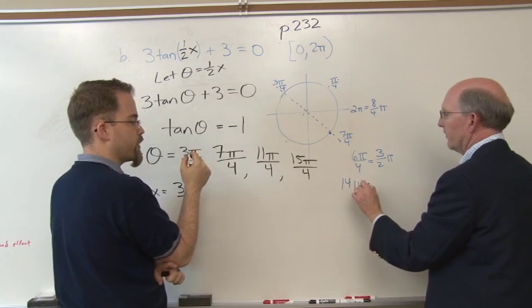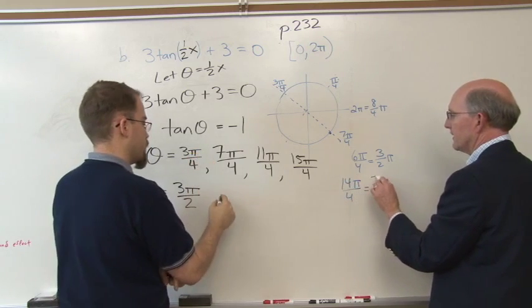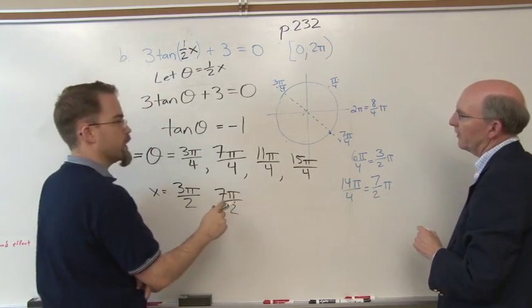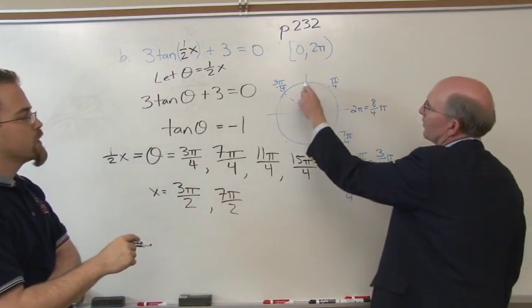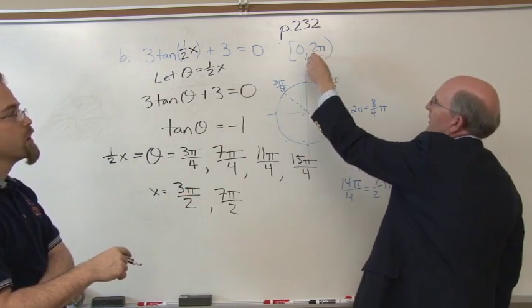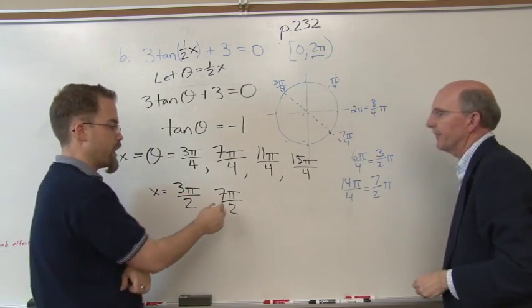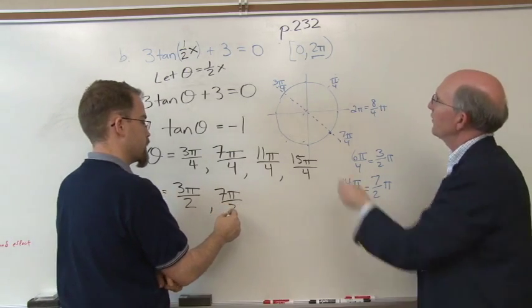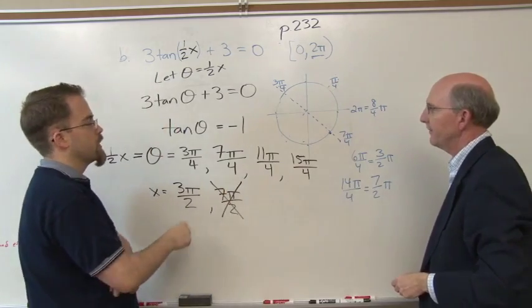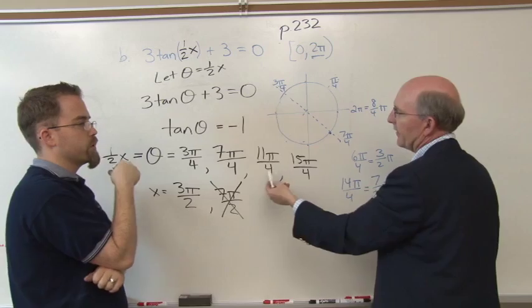14 pi fourths. 14 over 4. That's the same as 7/2. 7 pi over 2. Wait a minute. If I go 7/2, it's 1/2, 2/2, 3/2, 4/2, 5/2, 6/2, 7/2. I've gone way past 2 pi. So that won't fly. That's right. Based on the range that they gave us here to solve for, we're not going to use that one, let alone these others. Those are going to be huge ones, not needed either.